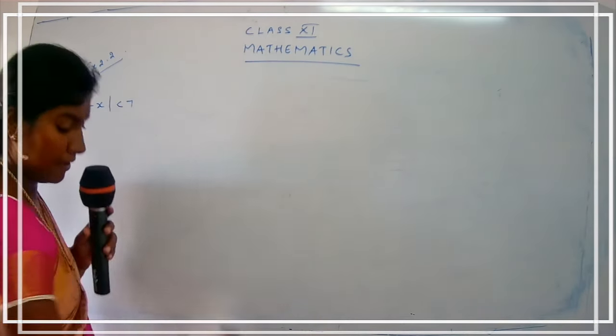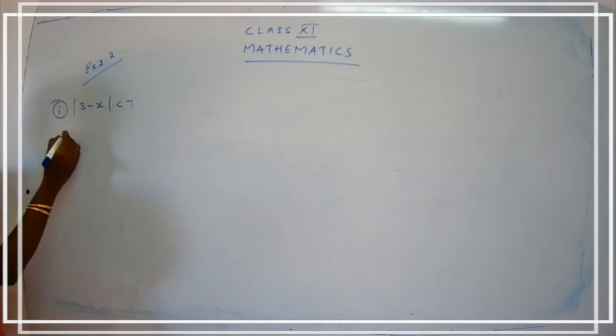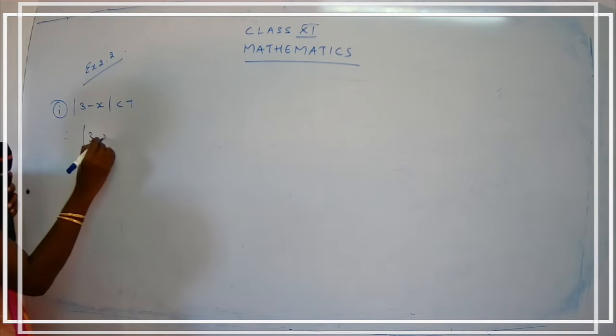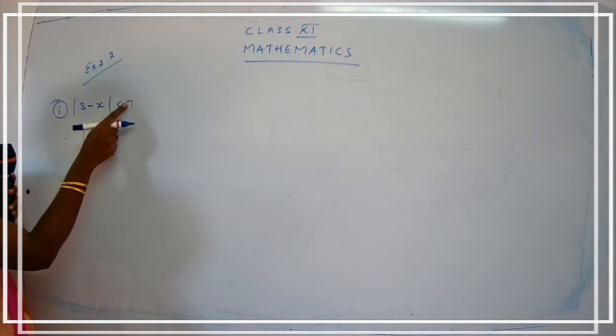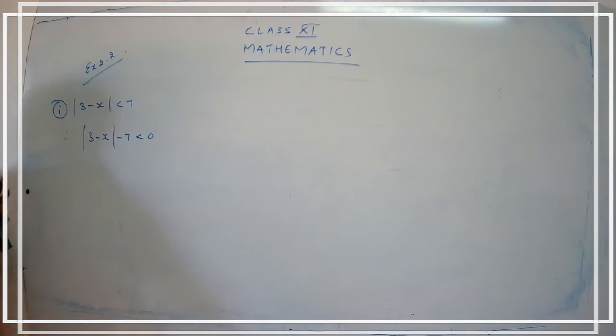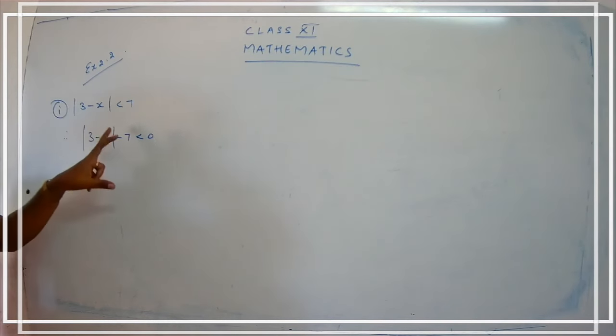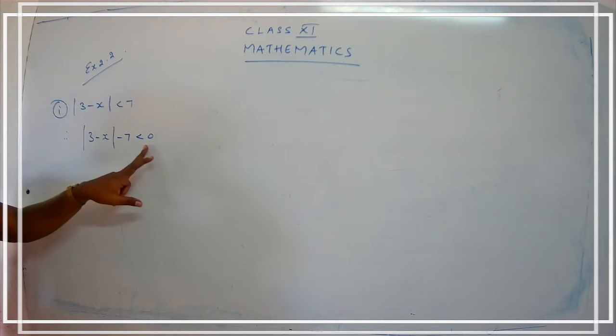So what we are going to do is bring everything on one side. So this is modulus 3 minus x, this is plus 7. So when plus 7 comes to this side, it turns to be minus 7 less than 0. I hope you are clear with the first step, children. I have just transferred 7 from RHS to the LHS. So modulus 3 minus x minus 7 is less than 0.